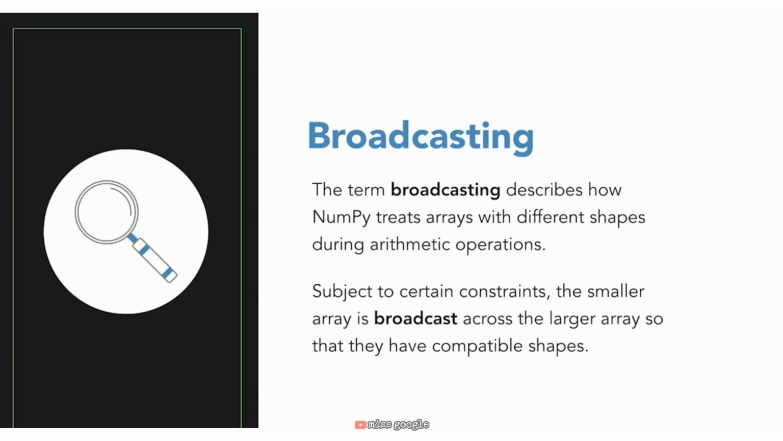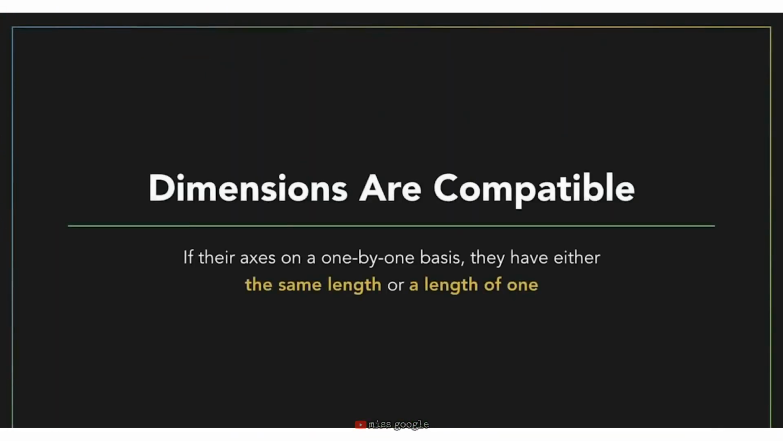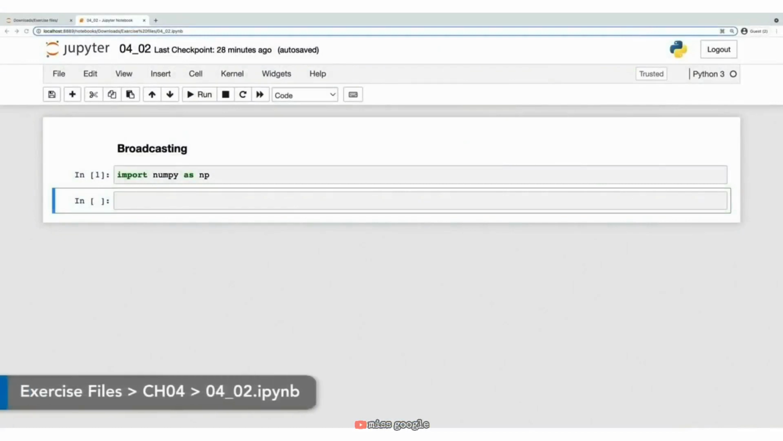There are simple rules that we can use if we want to apply arithmetic operations on two arrays. For example, what if we want to add them? Then we should first move backwards from the last dimensions of each array, then check if their dimensions are compatible. Dimensions are compatible if their axes on a one-by-one basis either have the same length or either of them has length 1. Let's see it in our first simple example.